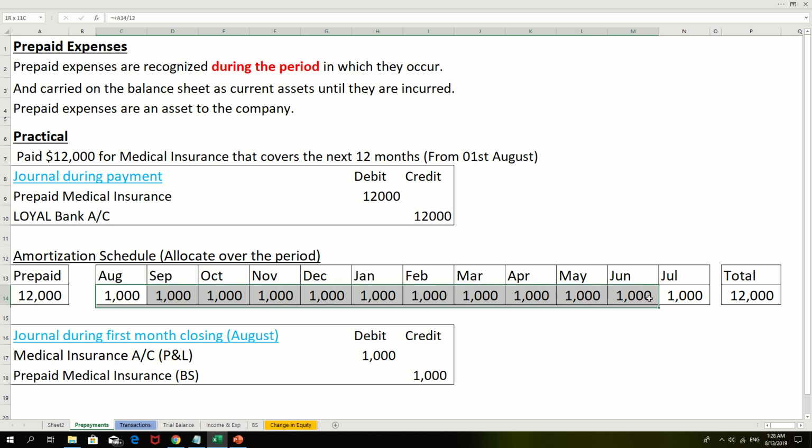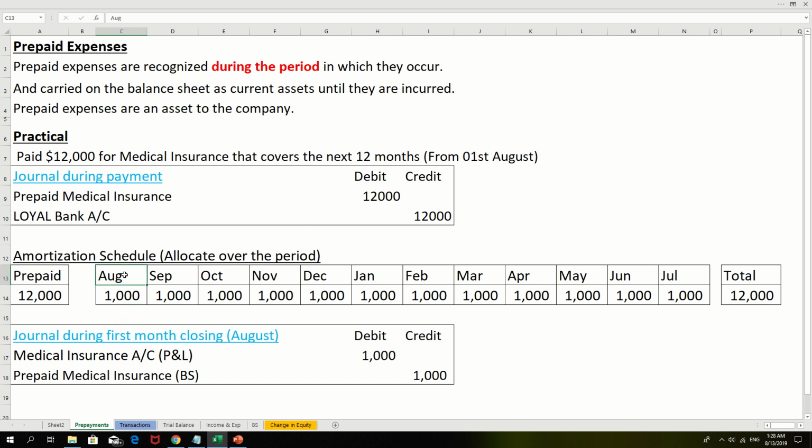So from August to July we have to book 1,000 each into the profit and loss account. Only 1,000 each, because we are closing the accounts monthly, there is a monthly closing procedure. Since we are following the monthly closing procedure, we have to book the expenses on a monthly basis.